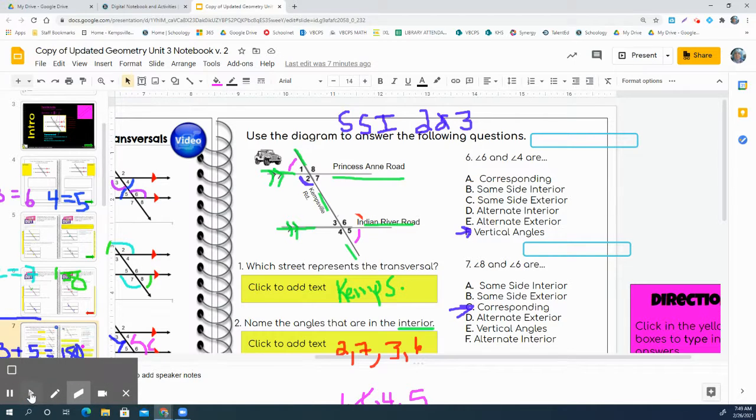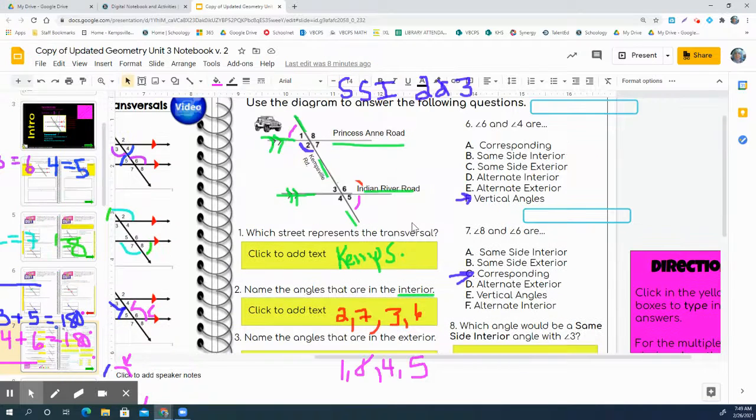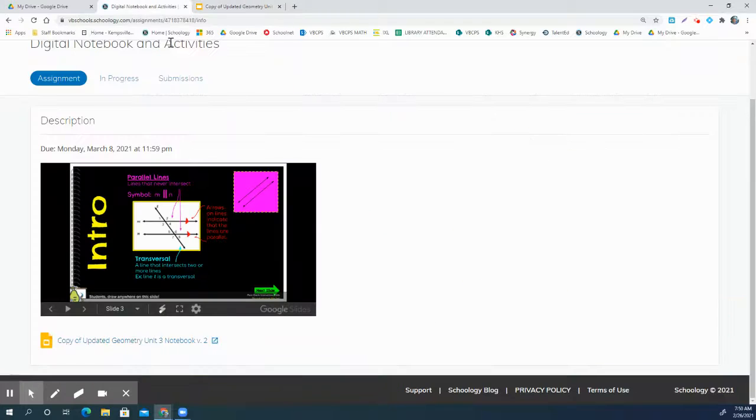Okay, corresponding is the hardest one. We did do the 4, but we can do it again. What is the relationship between 1 and 5? That's the pink ones. Are they on the same side of the transversal or alternate? Alternate. And are they inside the parallel lines or outside the parallel lines? Outside. You got it. Let's go see if we can practice this a little bit.